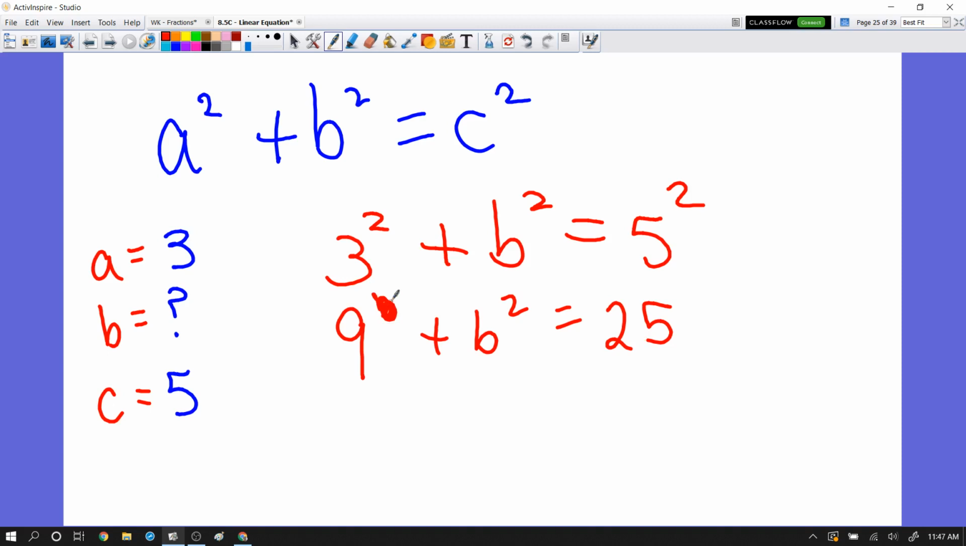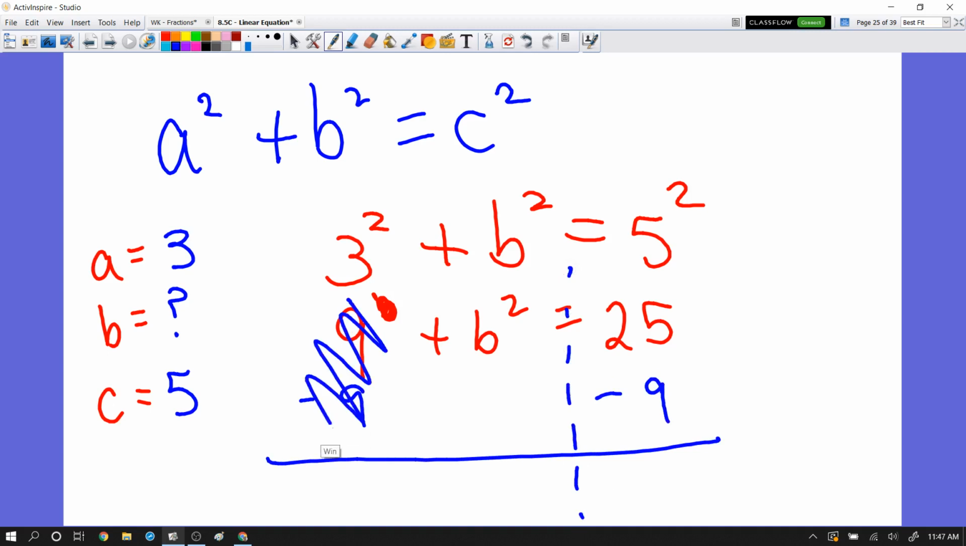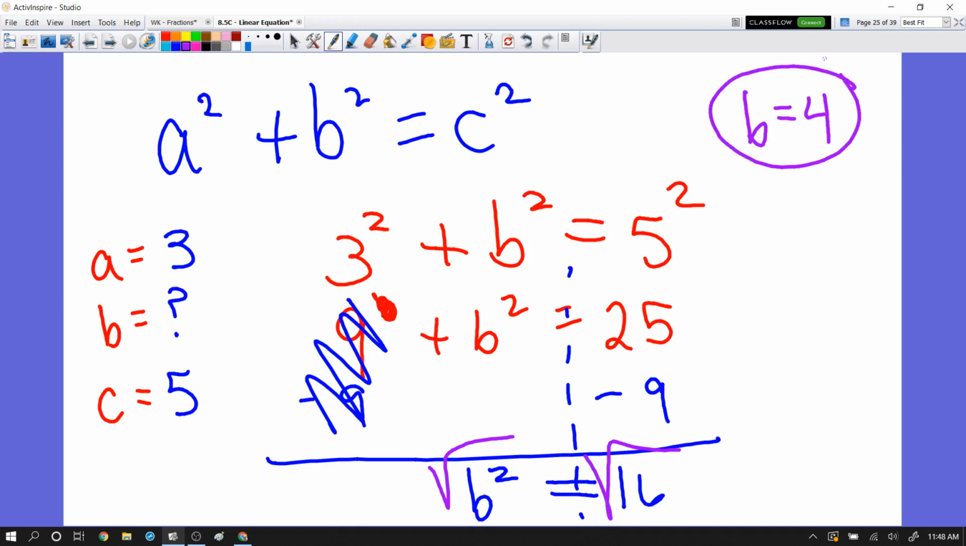Then you have to isolate the variable, get b by itself. So how can you get rid of a positive 9? You subtract a 9. Balancing an equation. That goes to your 0 pair. You're left with b squared equals 16. Then we're right back to where we started and finding the square root of both sides. Square root of b squared is b, and square root of 16 is 4. So b equals 4. And the reason I wanted to use 3, 4, 5 again is because the math works out nicely.